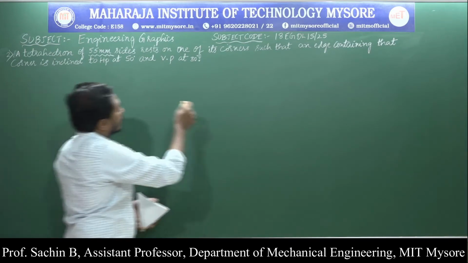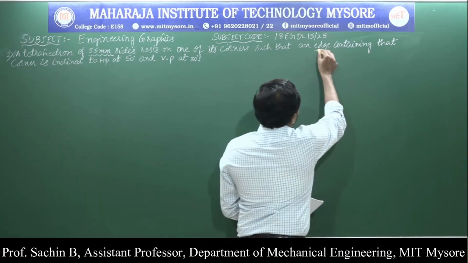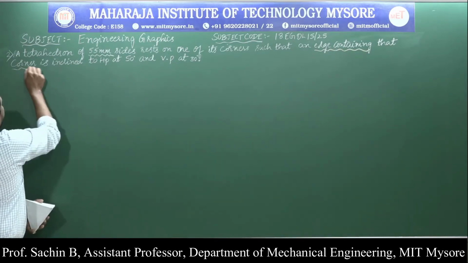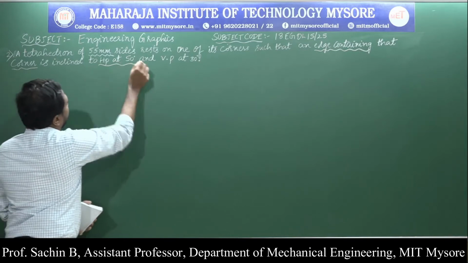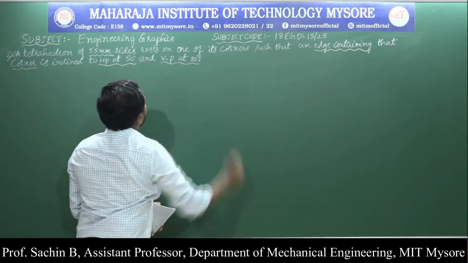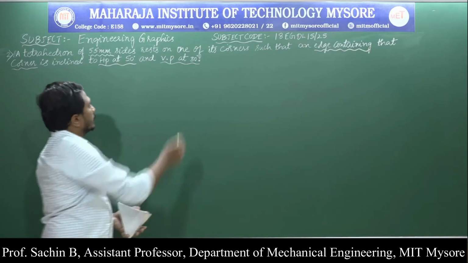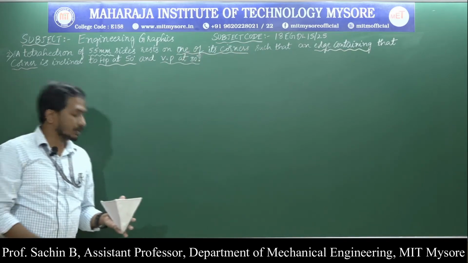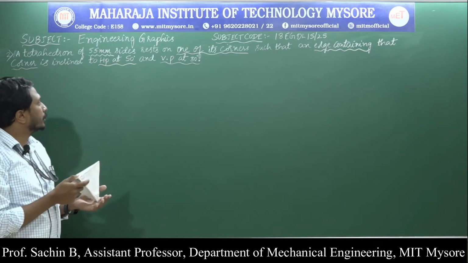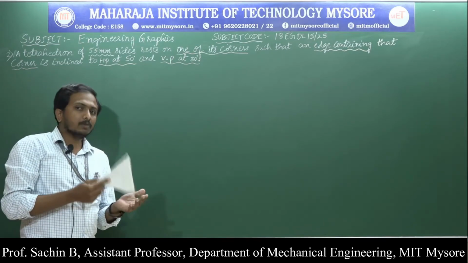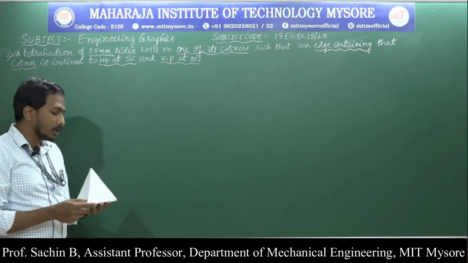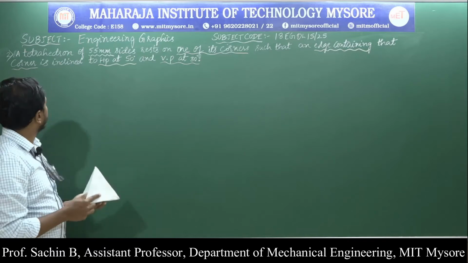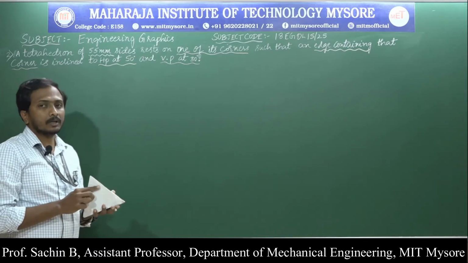This is a very important sentence: an edge containing that corner is inclined to HP at 50 degrees and VP at 30 degrees. We know that it is resting on one of its corners. The resting corner edge should be inclined at an angle of 50 degrees to HP and 30 degrees to VP. This is the question about the tetrahedron. Now we should construct the tetrahedron resting on one of its corners.